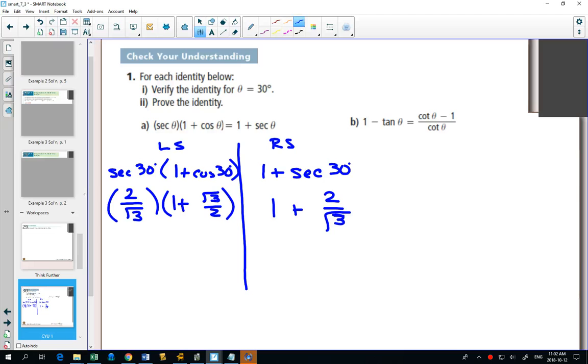And just like a proof, you need to use your algebra skills to get both sides to be the same. One of the things that we do with our algebra skills in a proof is we write both sides as a single fraction or simplify as best as we can. Right here, I could distribute that. Can you see that 2 over root 3 times 1 is 2 over root 3? And 2 over root 3 times root 3 over 2?